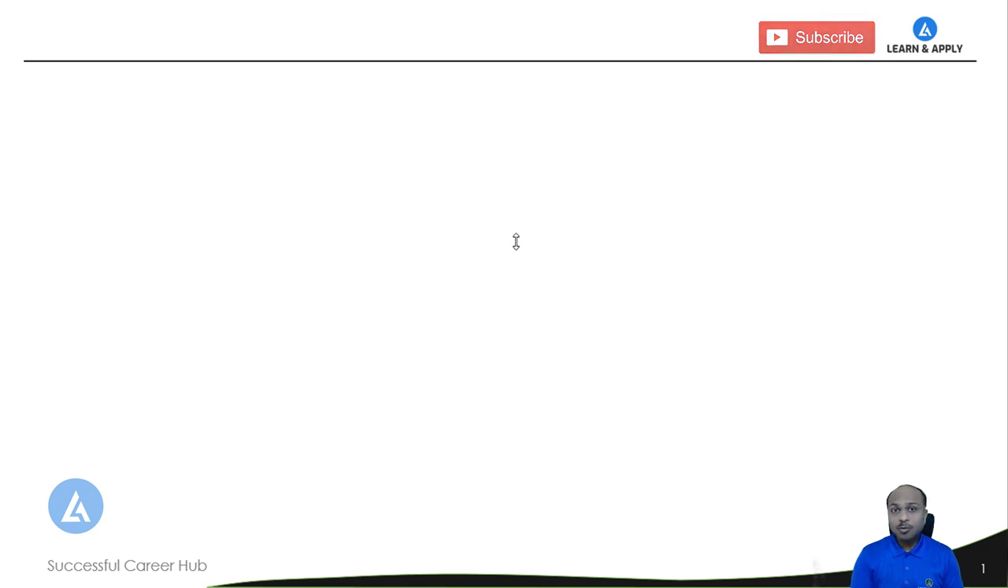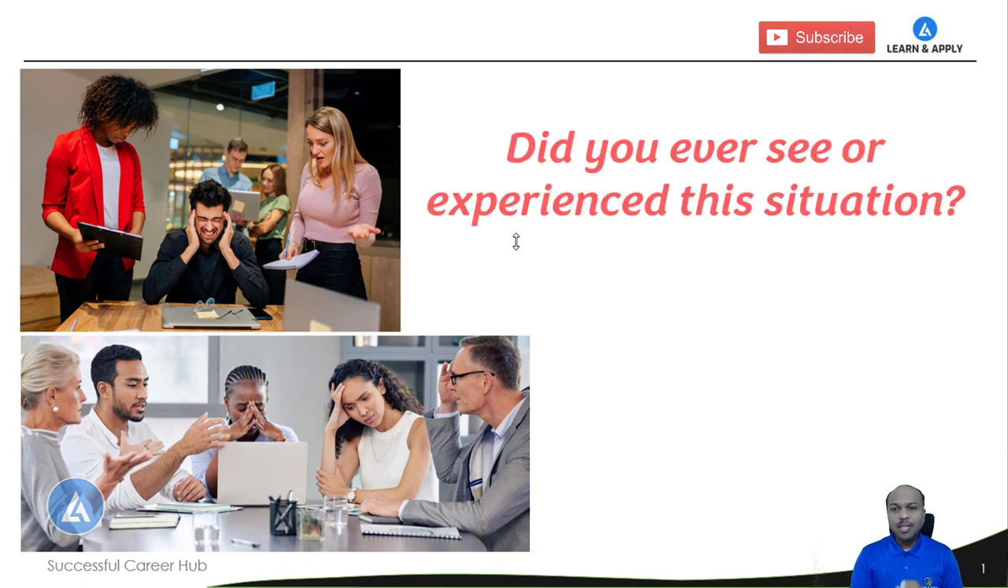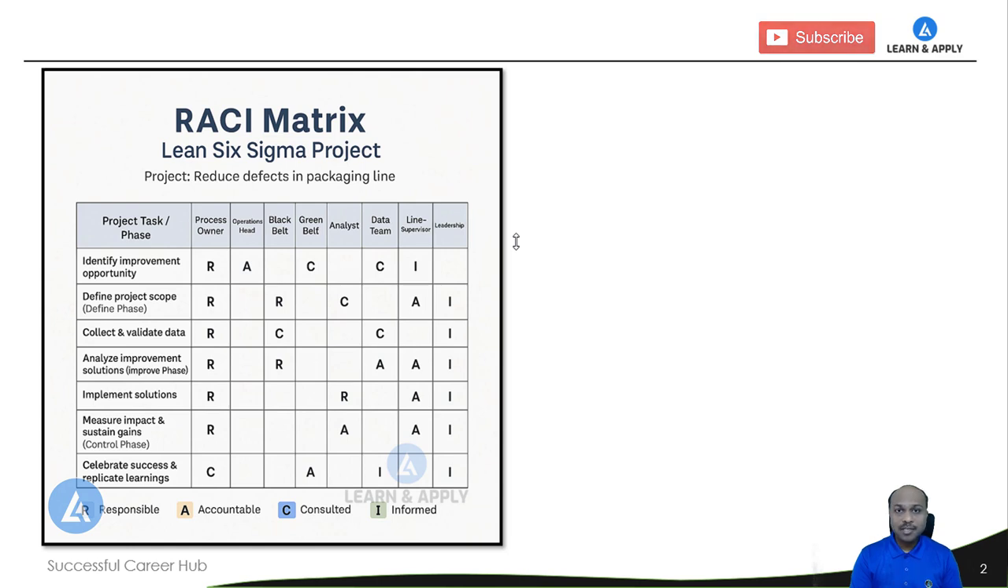To elaborate this tool in more detail, just look at these images. Did you ever see or experience any one of these situations? The main root cause behind these situations is the lack of clarity, overburden, or confusion among team members. The tool that we are going to learn today is going to help us eliminate all these root causes. The tool is the RACI matrix.